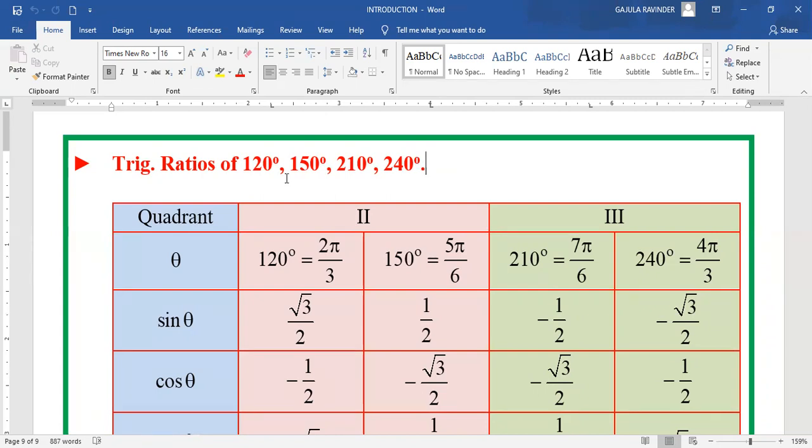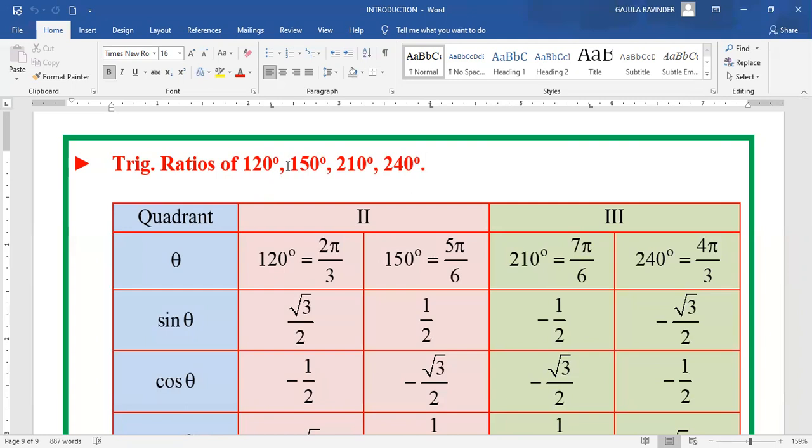So now I will take one example. See, this is 120 degrees. So 120 degrees is close to 180 degrees by 60 degrees. That means 120 plus 60 is 180. But here 120 will be far away from 360. 120 plus 240 will give you 360. So 240 is a very huge angle.